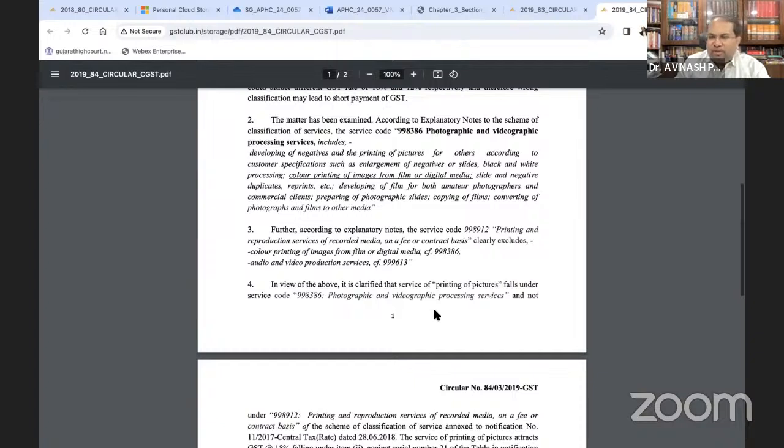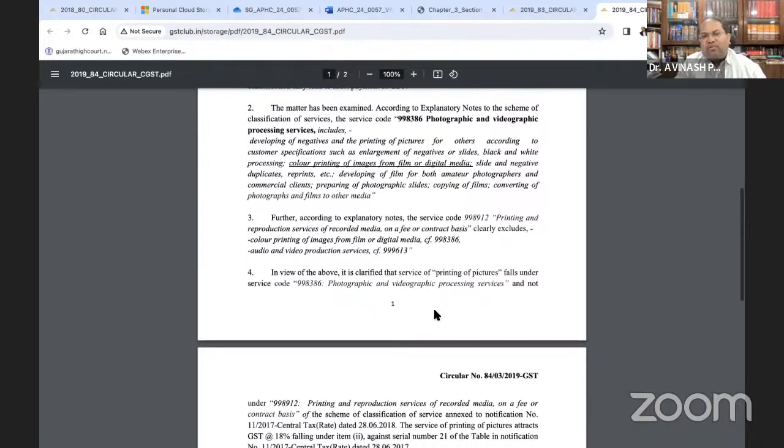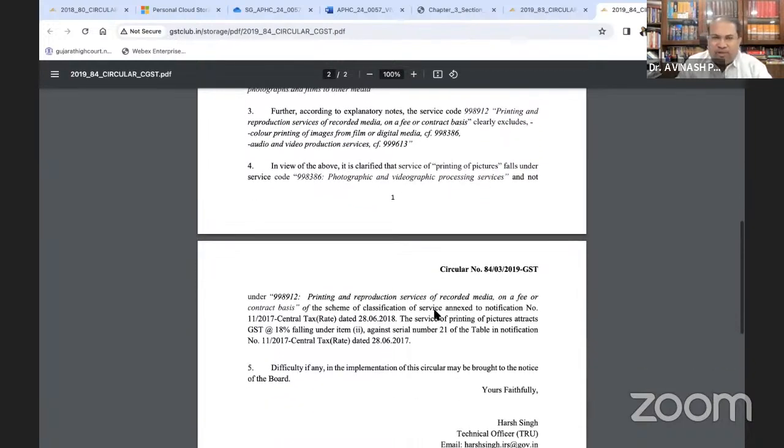Further, according to the explanatory note, the service code 998912, printing and reproduction services of recorded media on a fee or contract basis, clearly excludes color printing of images from film or digital media, audio and video production services. So this is specifically excluded. In view of the above, it is clarified that the service of printing of pictures falls under service code 998386, photographic and videographic processing services, which is taxable at the rate of 18%, and not under 998912, printing and reproduction services of recorded media on a fee or contract basis, of the scheme of classification of service annexed to Notification number 11 of 2017.